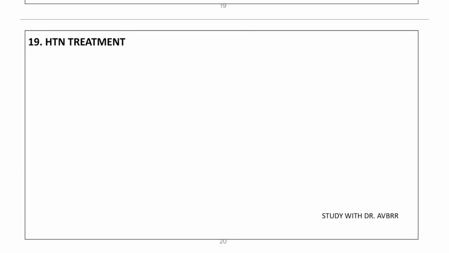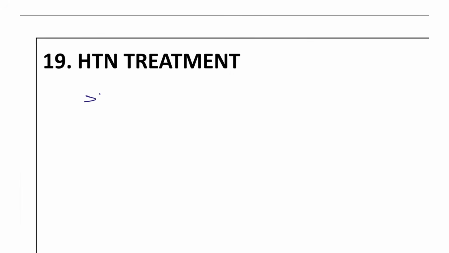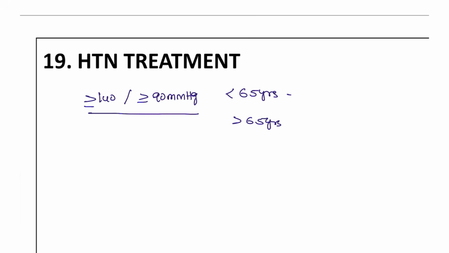Next, hypertension treatment. Hypertension treatment can be a frequently asked question directly. Let's see one by one. As per the new protocol, if the patient has more than 140 or more than 90 mmHg, how you treat this patient depends on the age, less than 65 years or more than 65 years. For less than 65 years, the first line drug is ACE inhibitors or ARB drugs, or for more than 65 years we can give this patient calcium channel blockers.